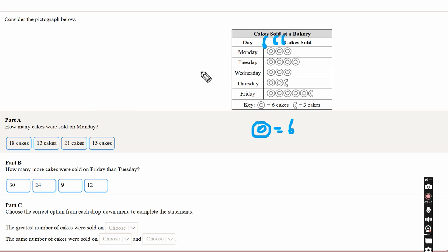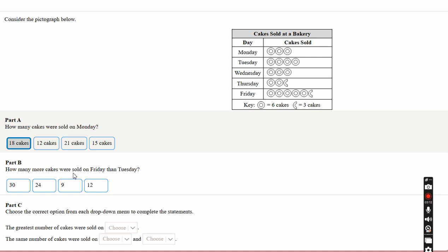Now you can do this 2 ways. Either you can write 6 over and over again, 6 plus 6 plus 6, and add it. Or what else you can do is that, look, the number 6 is being repeated, right? So you'll write 6. And how many times is it being repeated? 3 times. So multiply it by 3. So if your multiplication is strong, you can do it this way as well. So 6 plus 6 plus 6 is 18. So you'll choose 18 cakes. Okay, we can do 6 times 3.